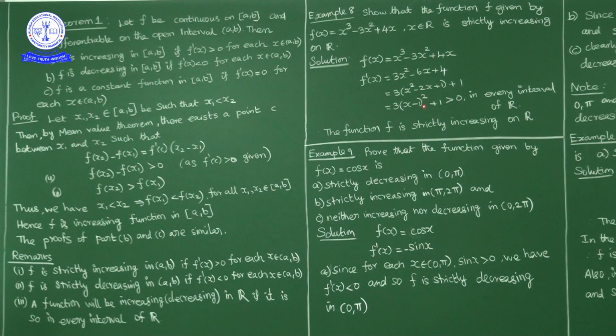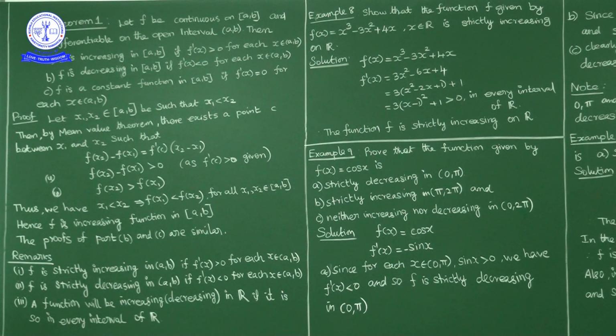But x minus 1 whole square is always greater than or equal to 0. Multiplied by 3, it is obviously greater than or equal to 0. Greater than or equal to 0 plus 1 is always greater than or equal to 1, which means obviously greater than 0. So f dash of x is greater than 0 for every real number. So f is a strictly increasing function on R.